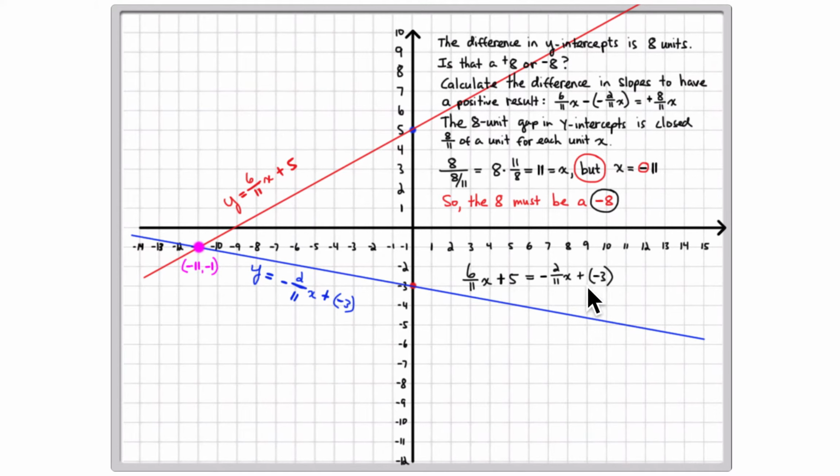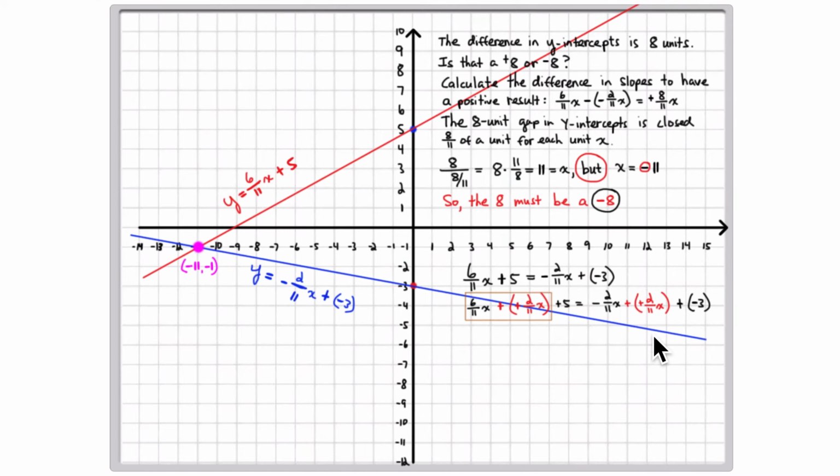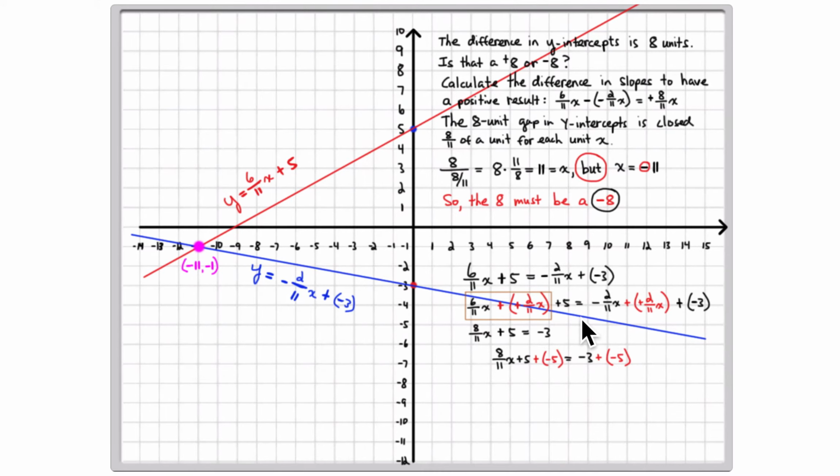So here are the equations set equal to each other. So I'm going to move all the x's to one side where it's going to be positive. So that means I'm going to add a positive 2/11 here and here. So a positive 2/11. So this equals 8/11. This goes away. There's the 8/11. So now we have 8/11 plus 5 equals negative 3.